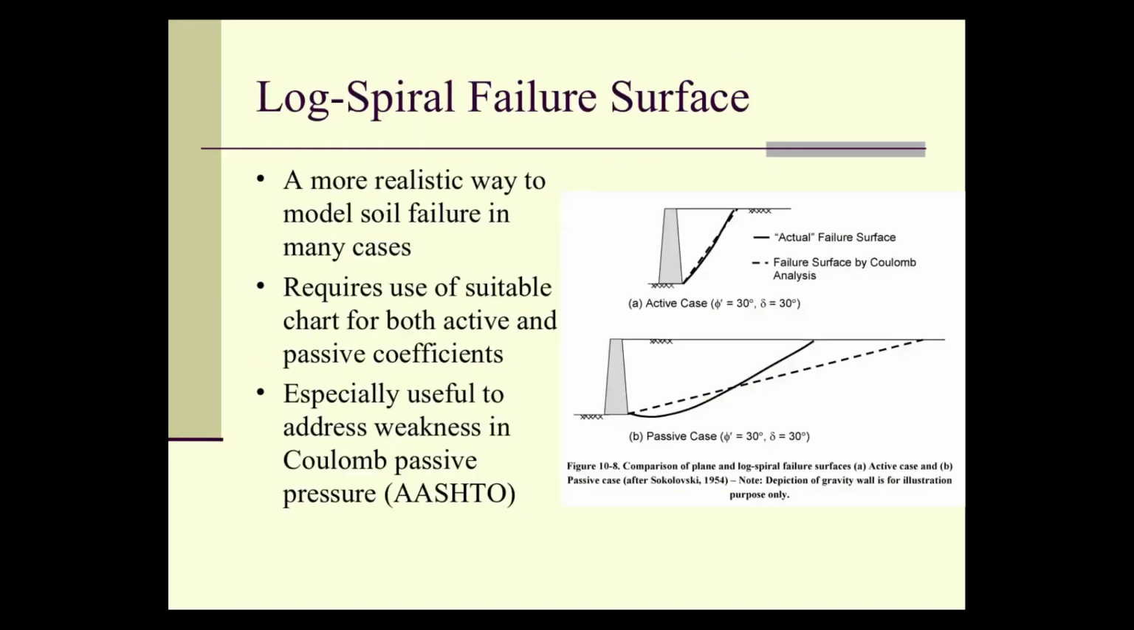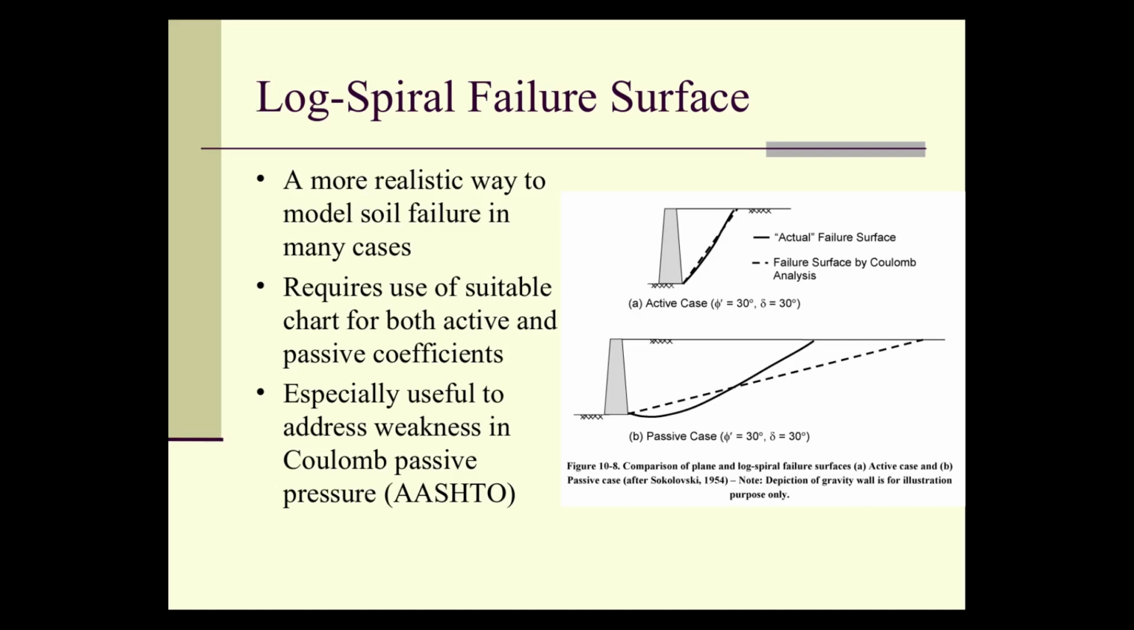Up to now, we've assumed the failure surface of the wedge behind the wall to be planar or linear. Actually, planar is more accurate. However, that doesn't always work out. A more realistic way of modeling it is to use the log spiral. I want to talk more about log spirals when we get to foundations, but as you can see, that failure surface is different, especially for the passive case.